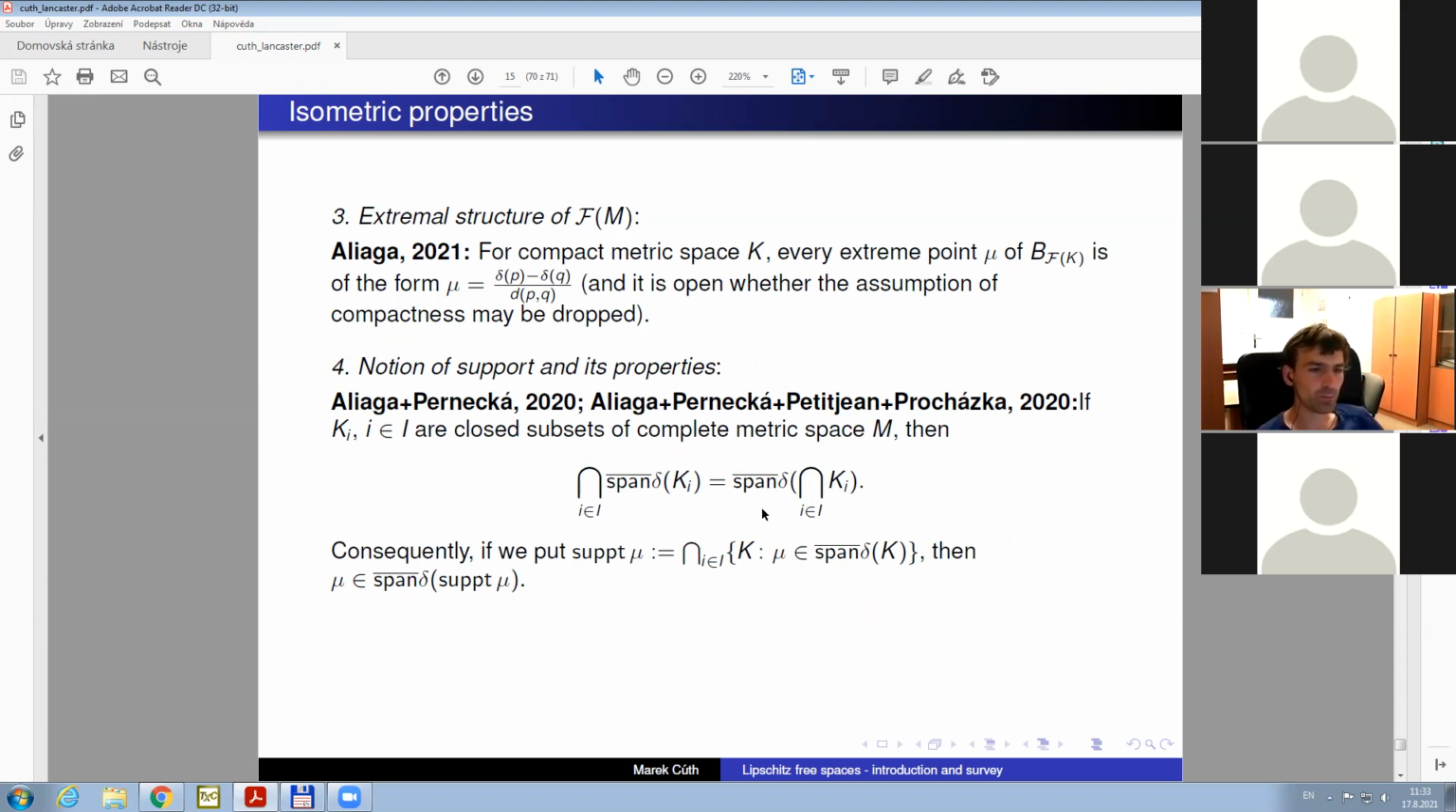And this notion of support seems to be somehow related to the notion of supports for measures, which enables us to study properties of those supports and hope that they would have some consequences for the structure of Lipschitz-free spaces. So maybe this will be somehow more explained in the third talk by Eva Pernecká. So that's all for now. Thank you for your attention.